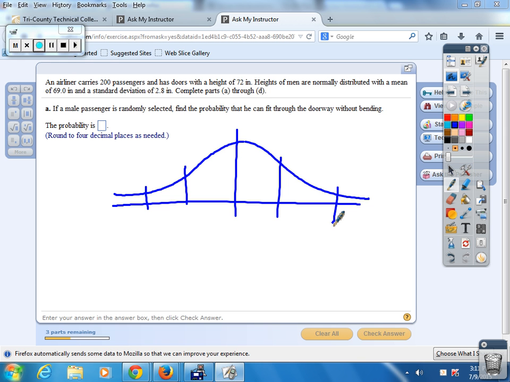All right, let's see. 69, and I'm just gonna add 3 people, I'm getting tired of the decimals, so that'd be 72 and 75, and then 66 and 63. And they wanna know, heights of men are normally distributed. Okay, door is 72 inches. If a male passenger is randomly selected, find the probability that he can fit through the door. So that'd be this one, right?